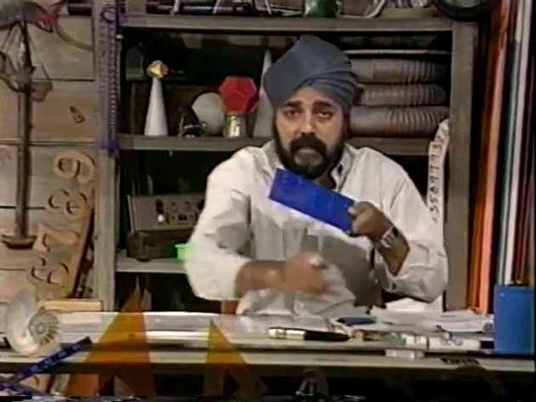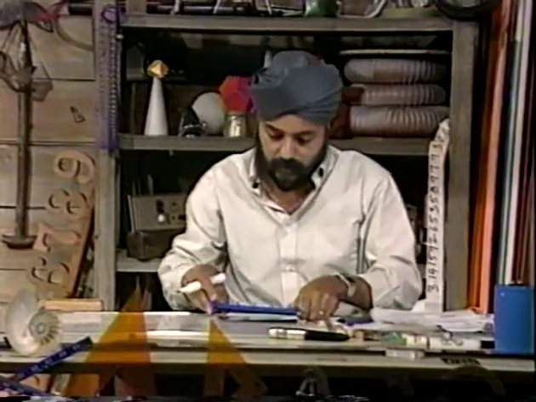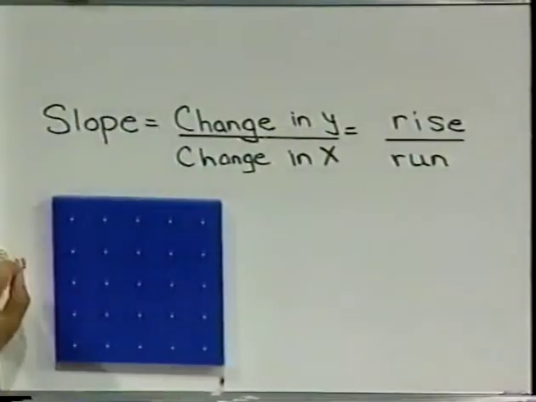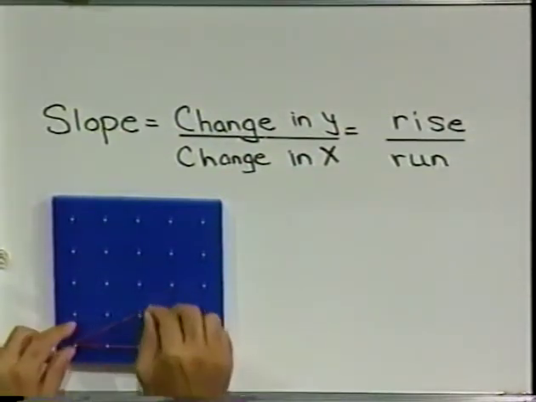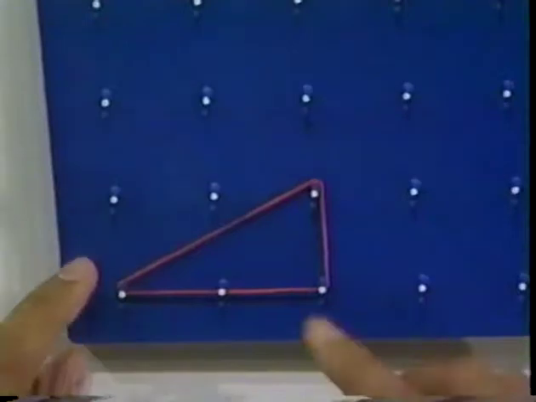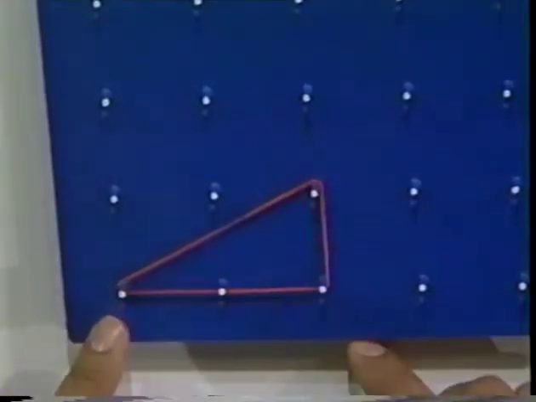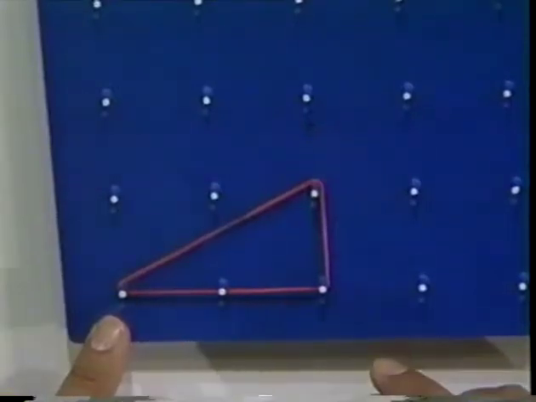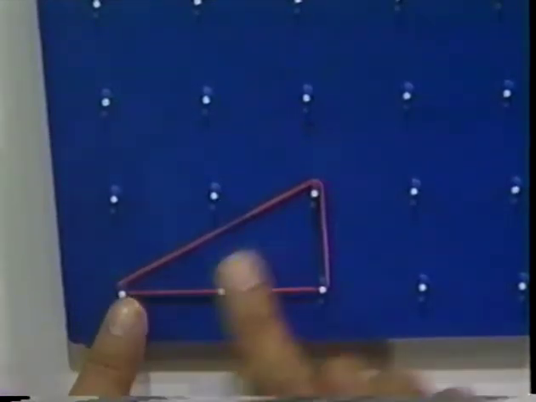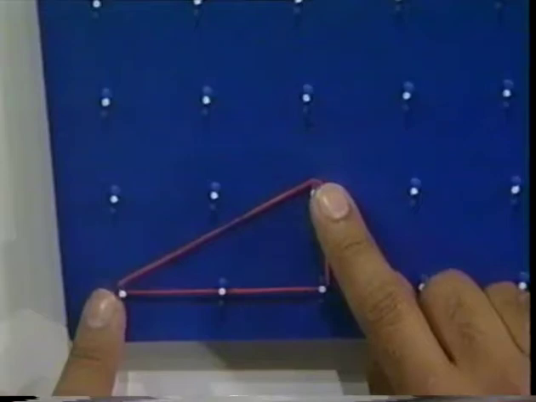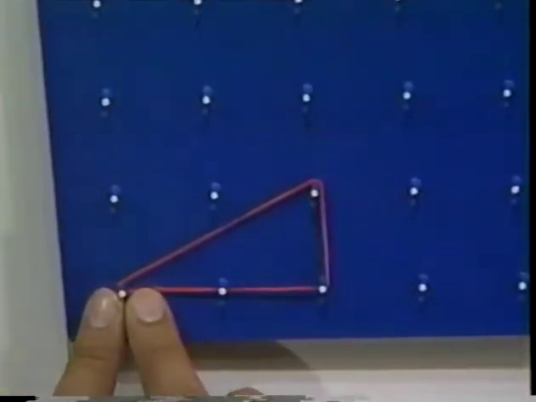I can show you what I mean with a few rubber bands and this thing called a geoboard. Now, in this case, I'll stretch the band over 3 points, making a triangle. And this sloping part of the triangle represents the line we want to investigate. We can calculate the slope by starting at either end point of the line. In this case, let's start with the lower left-hand corner.